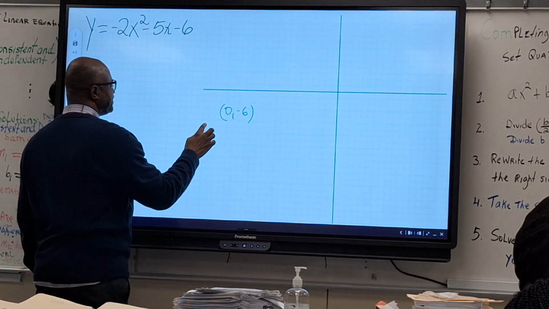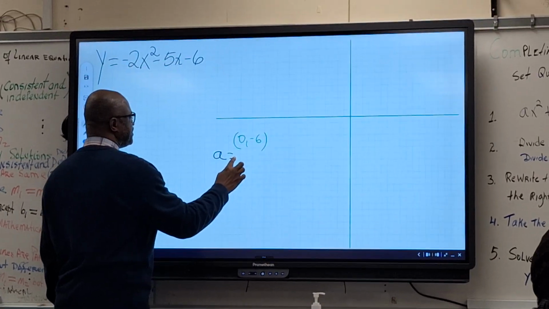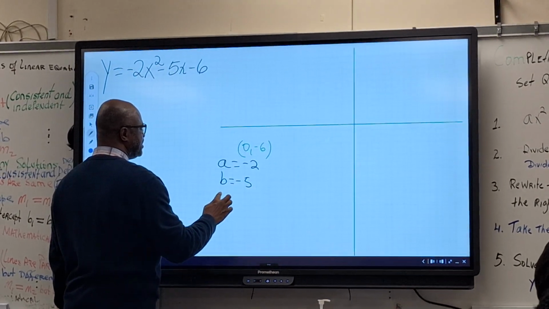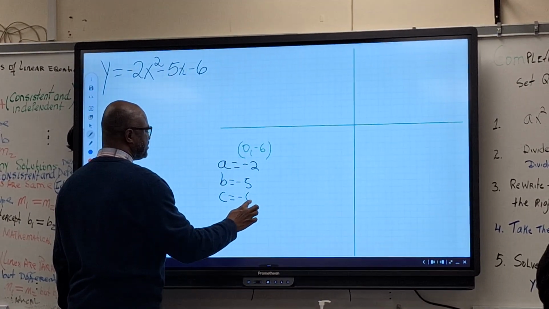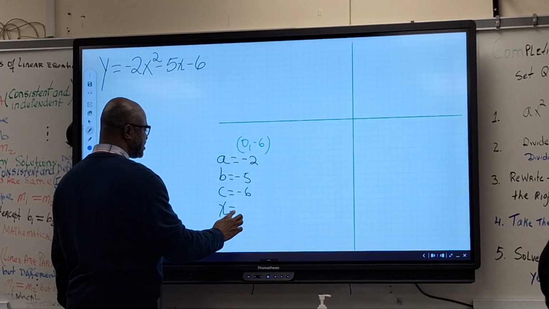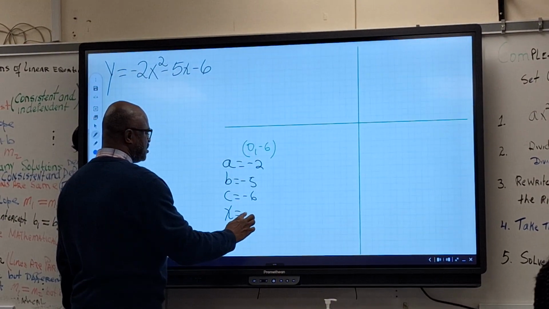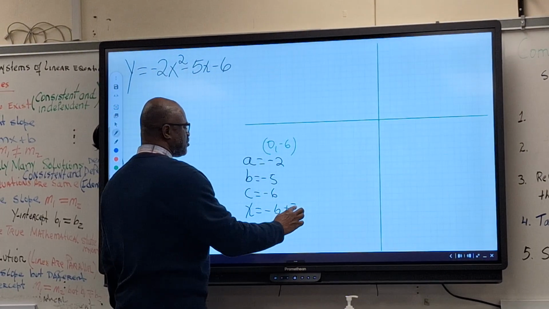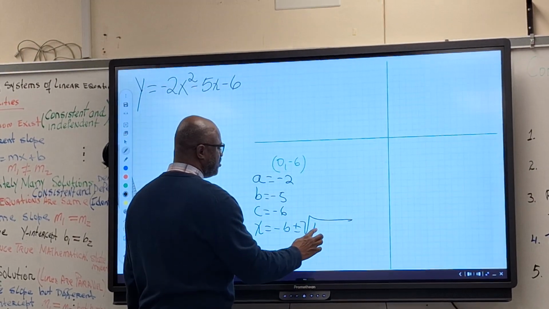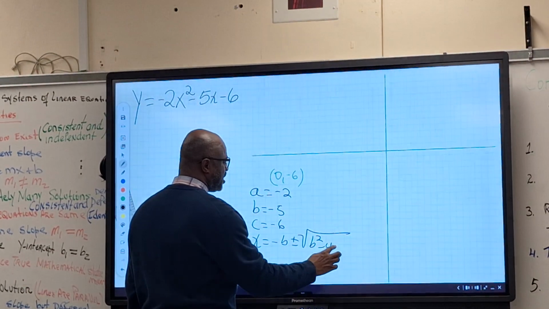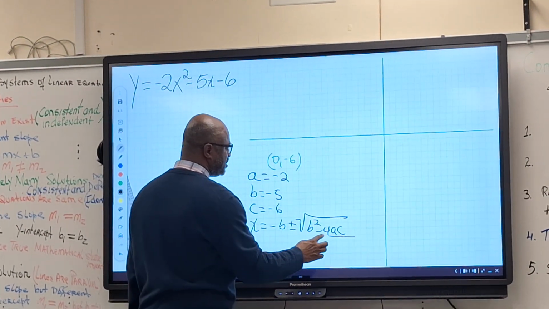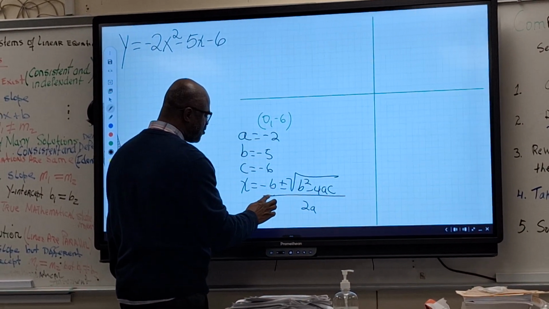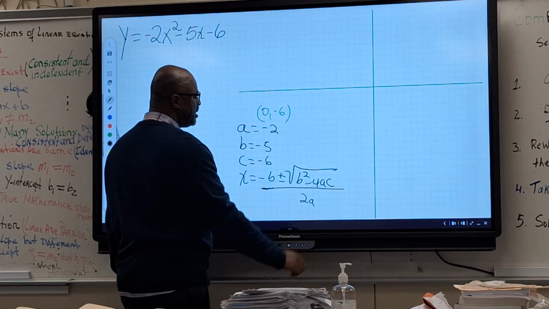What is A? And what is B? And C is negative 6. And the quadratic formula is x equals negative b plus or minus the square root of b squared minus 4ac, over 2a. As you can see, the division bar goes all the way under that.